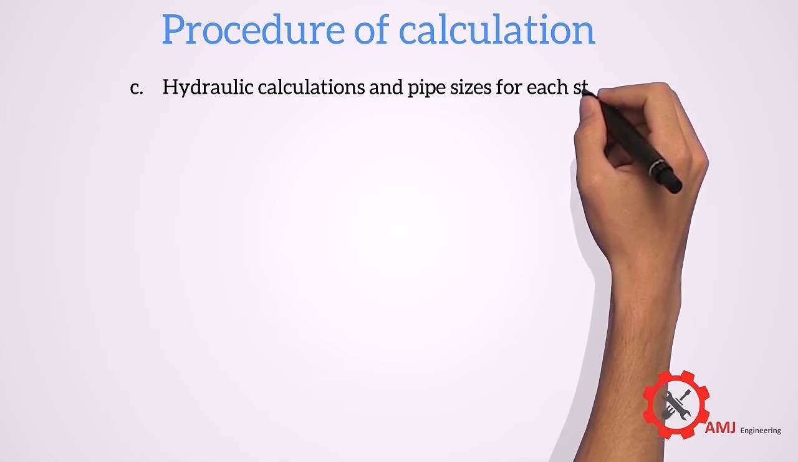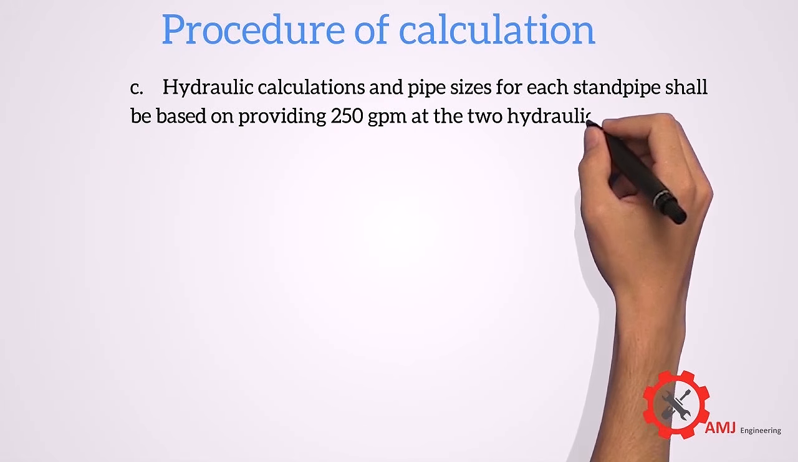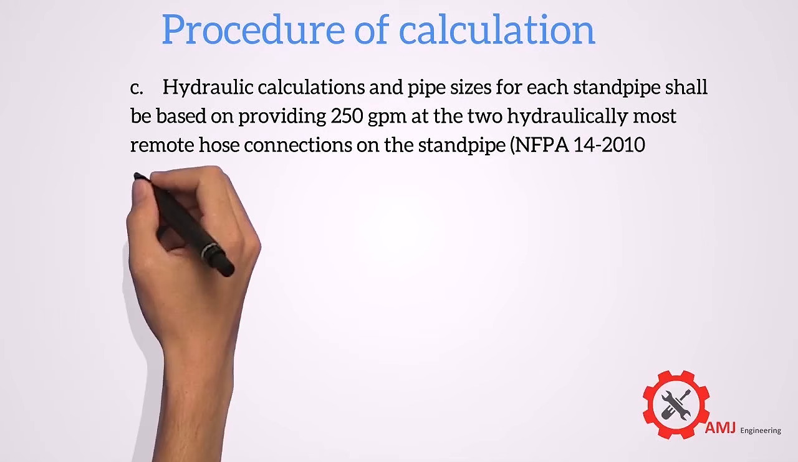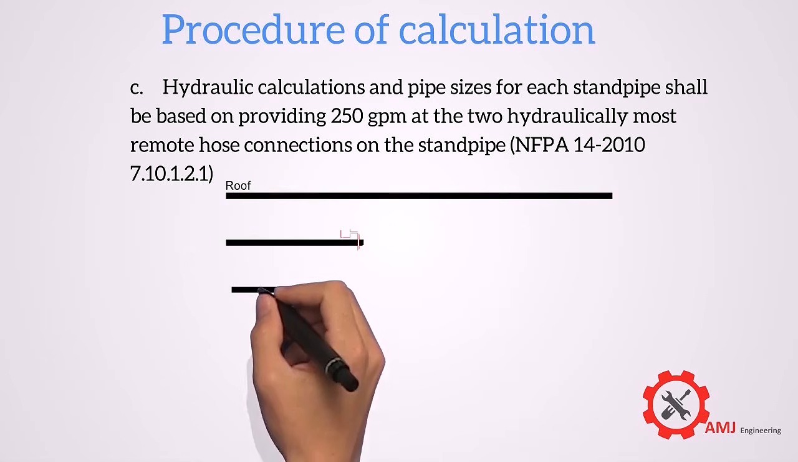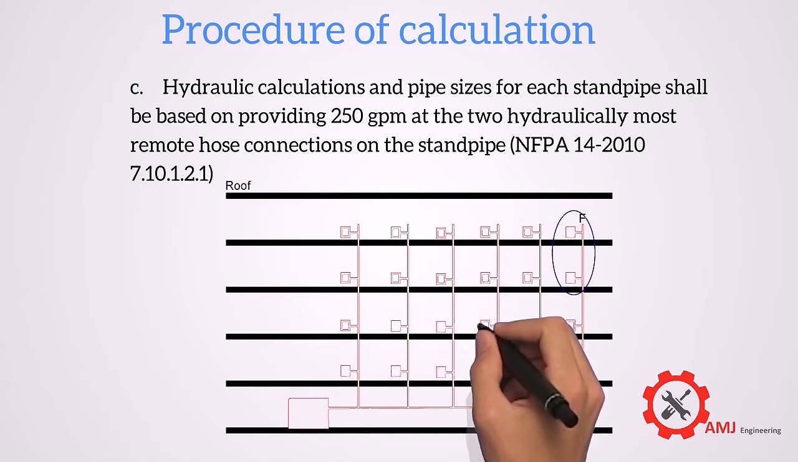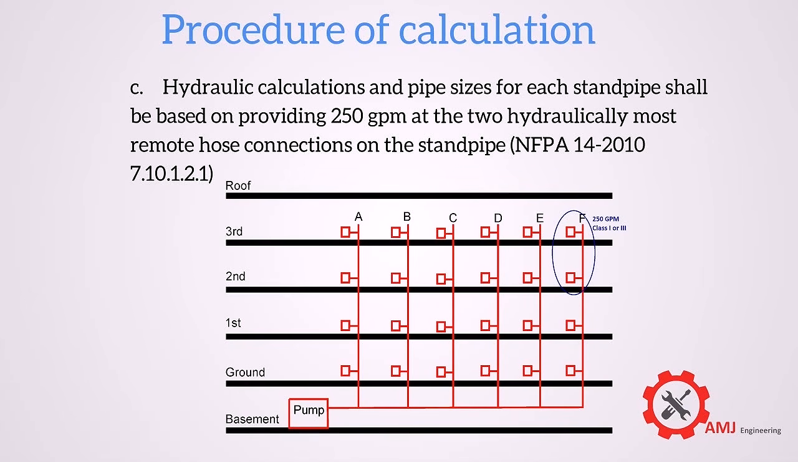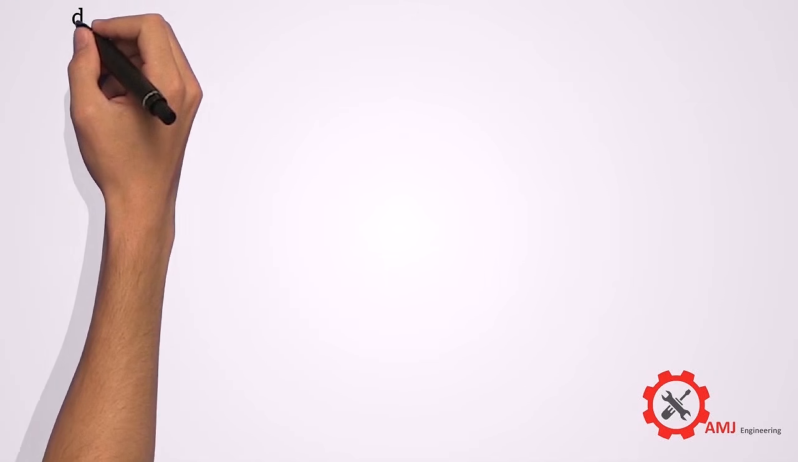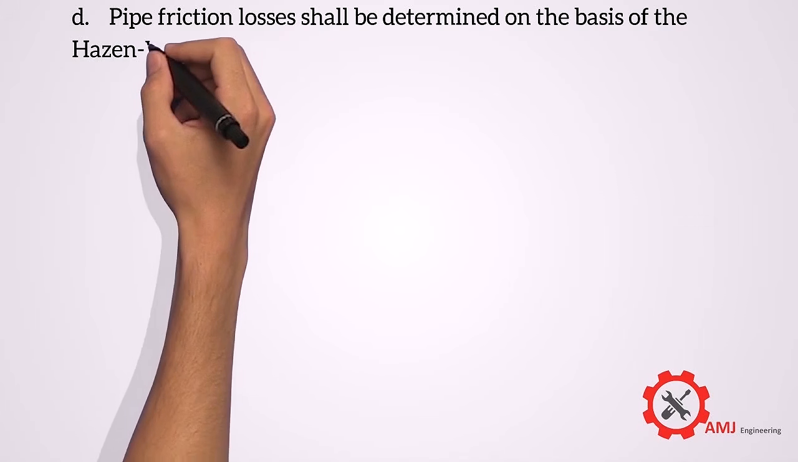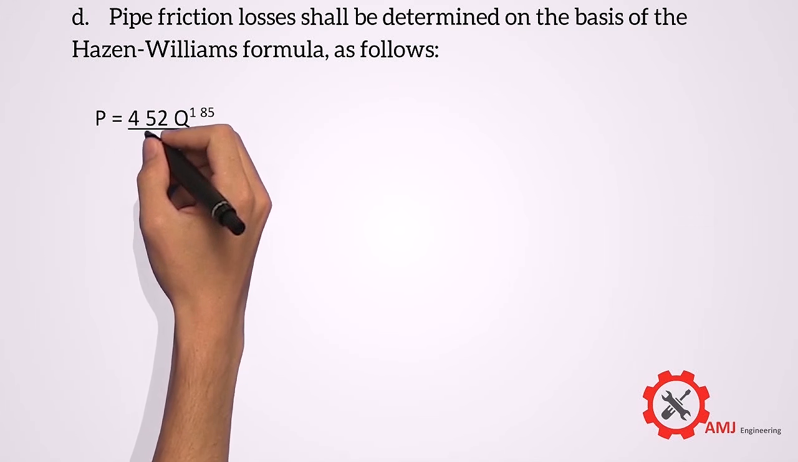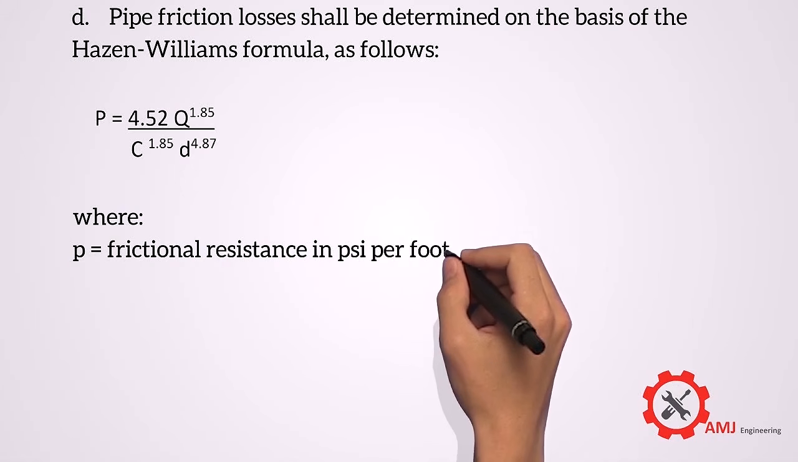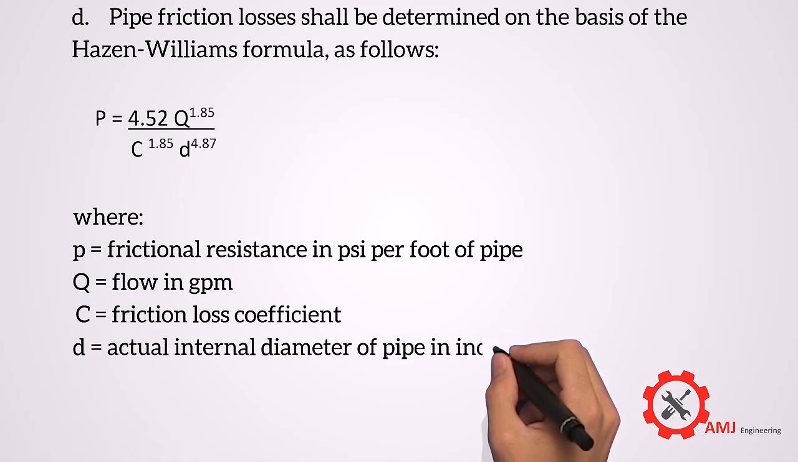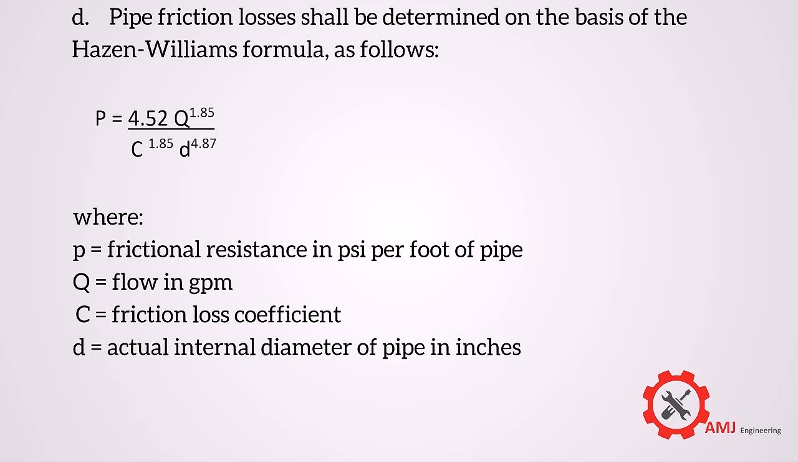Hydraulic calculations and pipe sizes for each standpipe shall be based on providing 250 GPM at the 2 hydraulically most remote hose connections on the standpipe, as per NFPA recommendation. Pipe friction losses shall be determined on the basis of the following Hazen-Williams formula, where P is the frictional resistance in psi per foot of pipe, Q is the flow in GPM, C is the friction loss coefficient, D is the actual internal diameter of pipe in inches.